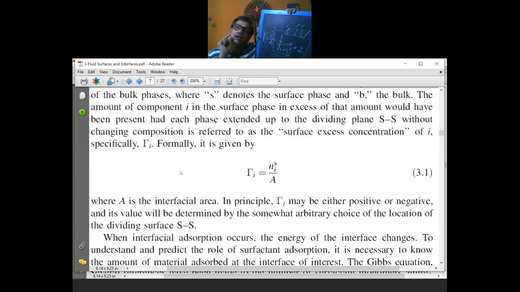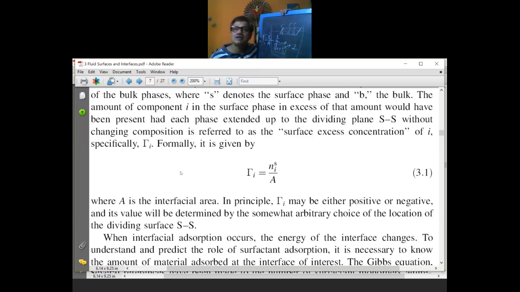So I need the help of thermodynamics in determining the surface excess. How can one determine the surface excess? One can determine the surface excess very simply by measuring the surface tension. I'll come to it shortly.